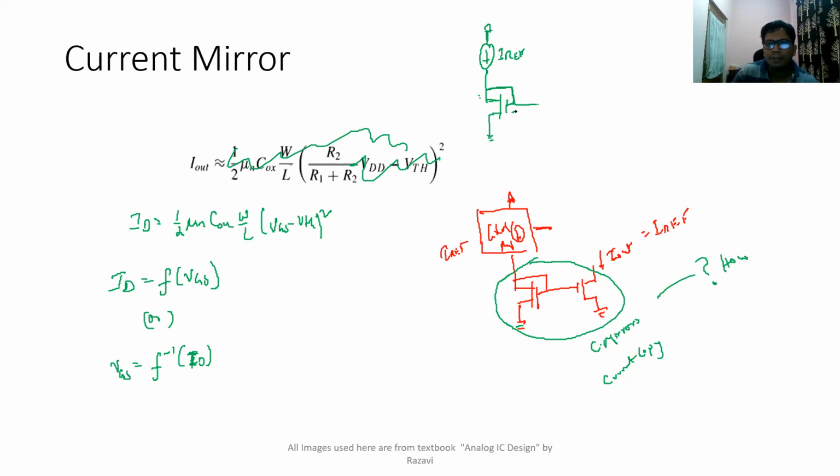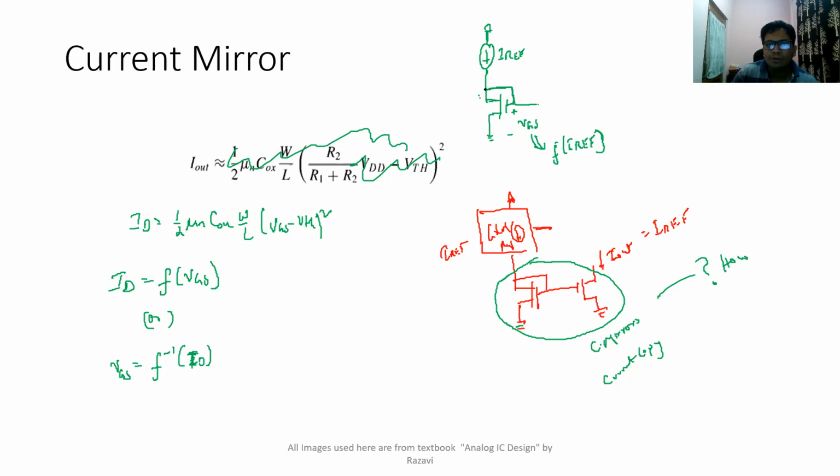Okay, so this is the VGS. And how will we get this VGS? This VGS is given as an inverse function of IREF. Whatever VGS you get here depends on how much current is flowing. If you flow 1 milliampere, you will get a different VGS; 2 milliampere, a different VGS.